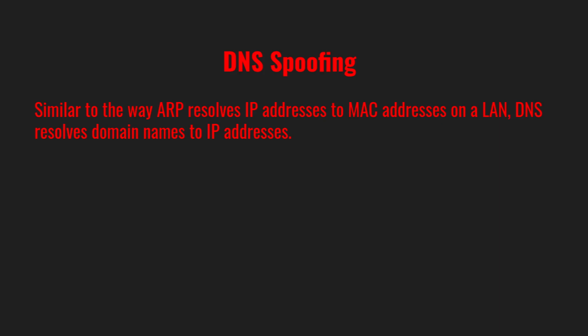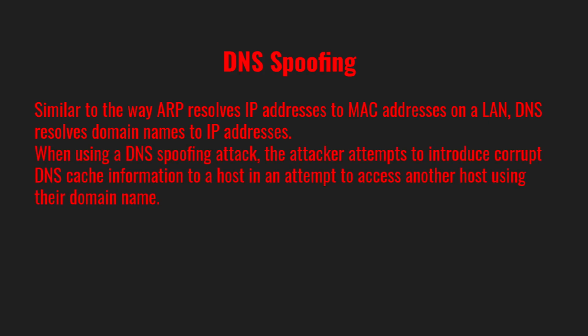This is the domain name system, or server. This is to map domain names to IP, or IP to domain names. So when using a DNS spoofing attack, the attacker attempts to introduce corrupt DNS cache information to a host in an attempt to access another host using their domain name.